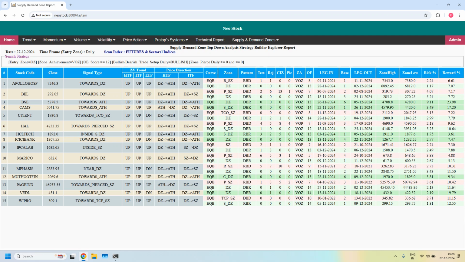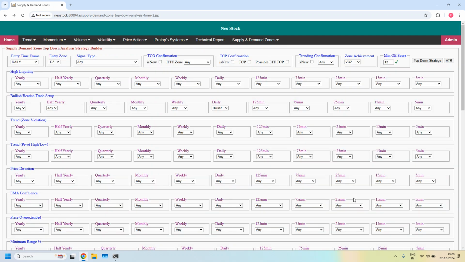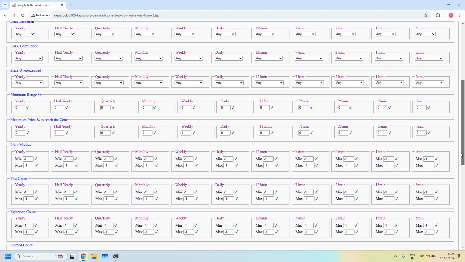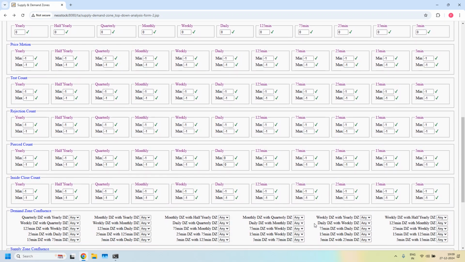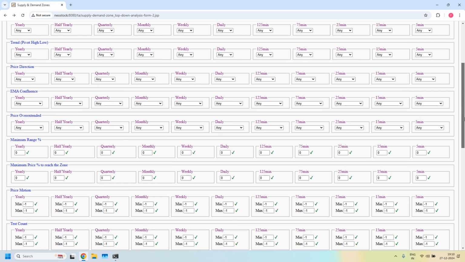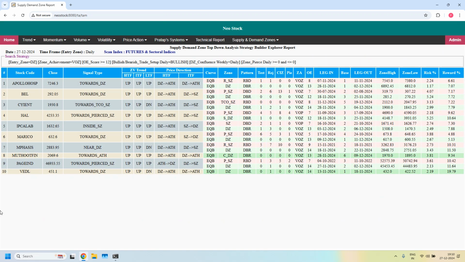Out of these 15, there are some high probability setup supported zones, based on the high liquidity zones. Apart from that, we can also further filter based on zone confluence. The first filter is LTF and ITF demand zone confluence. So let us add that filter for those 15 stocks. LTF and ITF, that is nothing but daily demand zone with weekly demand zone confluence. Out of 15 stocks, we got 10 stocks.